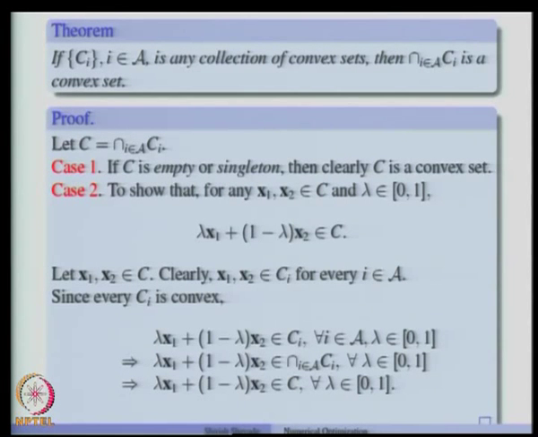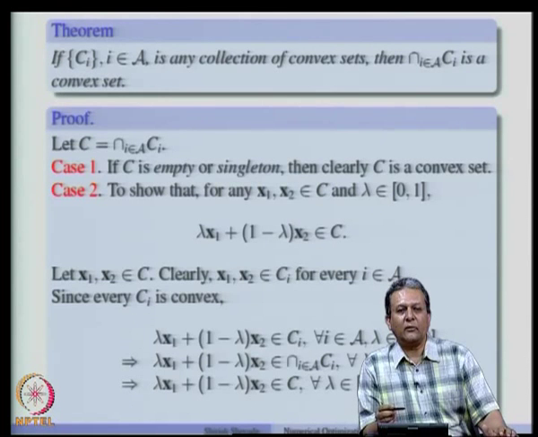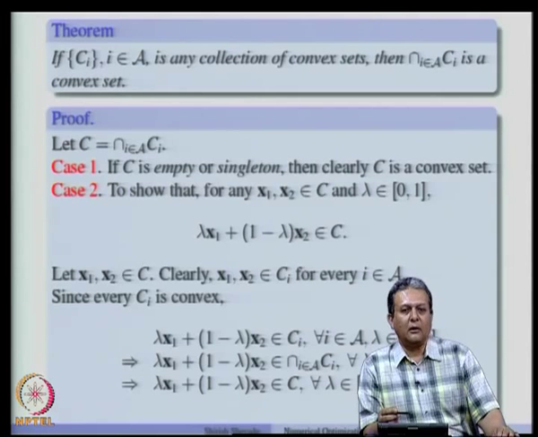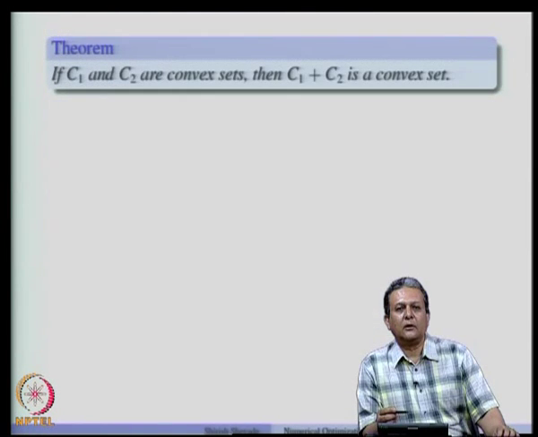So, this result says that if we take any collection of convex sets, then their intersection is a convex set. So, by using given convex sets, we can take their intersection and form new convex sets. This is the first result that we saw.